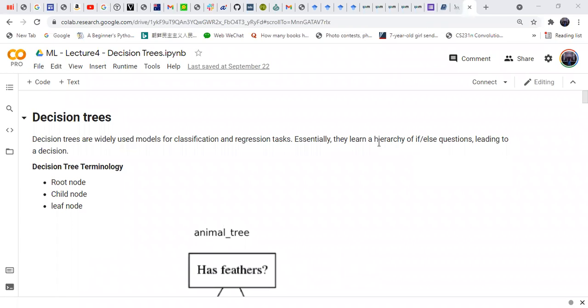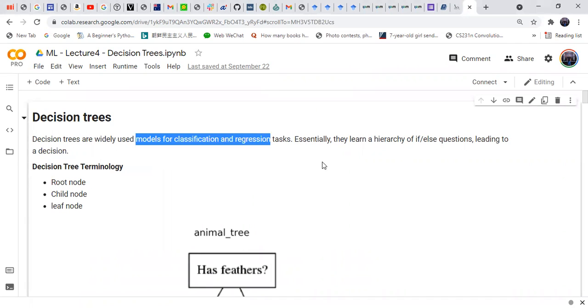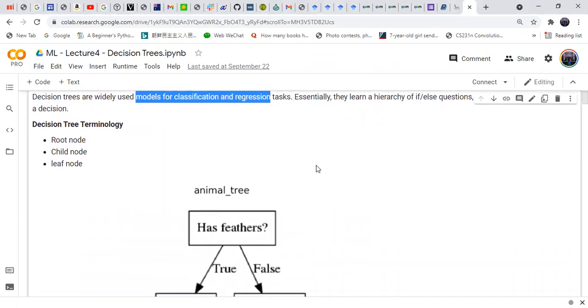Hello, in this lecture we are going to talk about decision trees. Decision trees are widely used models for classification and regression tasks. Essentially, they learn a hierarchy of if-else questions that leads to a decision. In a decision tree, we use the terminology root node, child node, and leaf node.